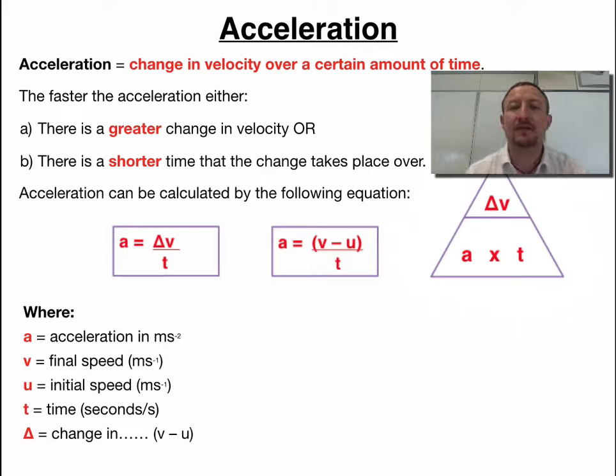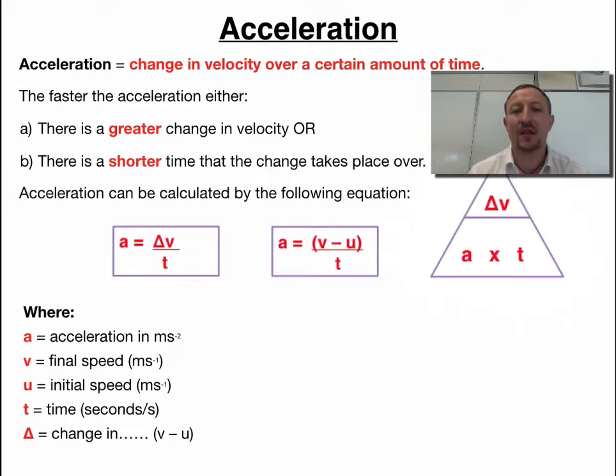Now, the formula works really nicely in a triangle, and you can use the triangle to cover up the one that you want to find, and then you can find your unknown. However, you cannot use v minus u in this triangle. You always have to find the change in velocity first and then use the triangle afterwards. So, let's recap. Acceleration is the change in velocity over time. The change in velocity is delta v, where v is the final speed in meters per second, u is the initial speed in meters per second, and time is the time in seconds.